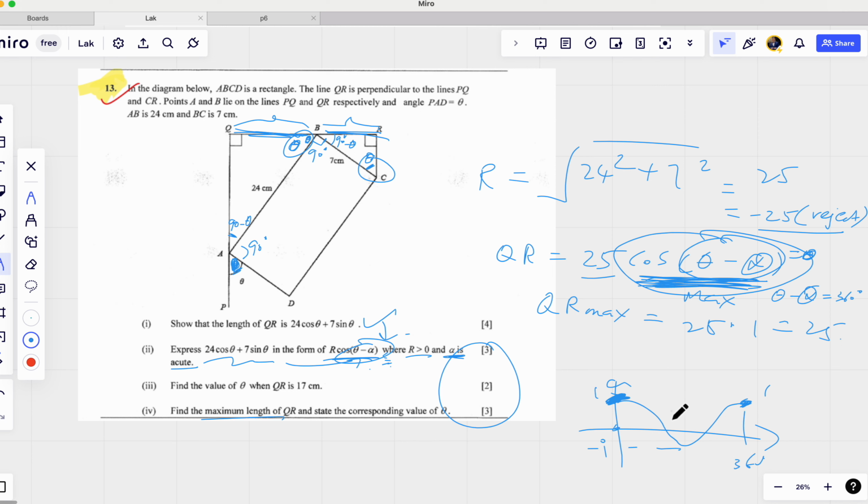So now let's reverse. What's the minimum value? If we ask for QR minimum, it will be -25, because you take the minimum value of your cosine function. When does it happen? At 180 for this function. So theta minus alpha is equal to 180, so theta is equal to 180 plus the alpha. Because at 180, that means this whole thing is at 180. Because cosine of this whole thing is equal to 180.